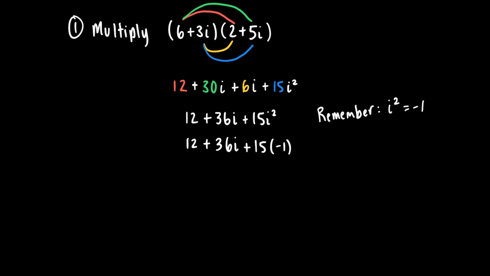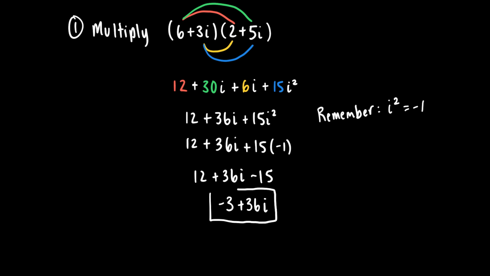Okay, and from here, we've got 12 plus 36i, basically minus 15. So if you do 12 minus 15, that gives you -3 plus 36i. And look at this, I forgot to put my equal signs all the way down. The result is a complex number. It's got a real part, and then it's got the imaginary part here, 36i.